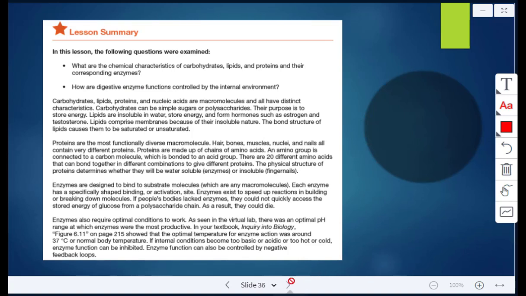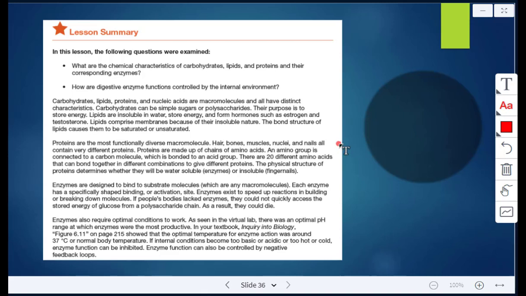All right, so carbohydrates, lipids, proteins, and nucleic acids are macromolecules. They all have distinct characteristics. Carbohydrates can be simple sugars or polysaccharides. Their purpose is to store energy. Lipids are insoluble in water. They store energy. They form hormones like estrogen and testosterone. They also comprise membranes because of their insoluble nature. The bond structure of lipids causes them to be saturated or unsaturated.